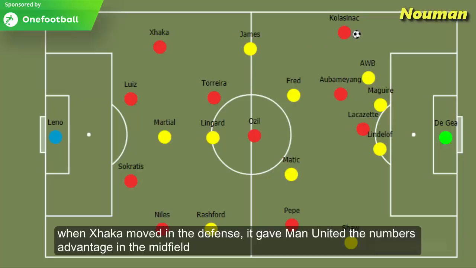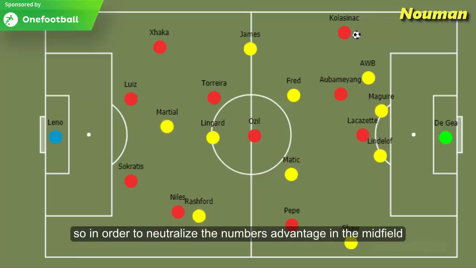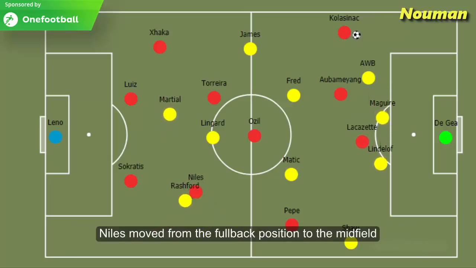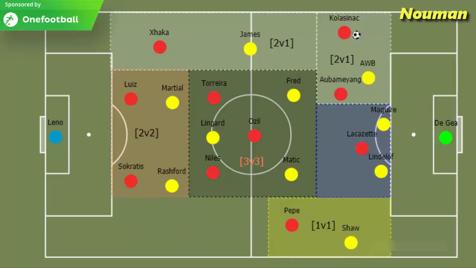And when Xhaka moved into the defense, it gave Manchester United the numbers advantage in the midfield. So in order to neutralize the numbers advantage in the midfield, Niles moved from the fullback position to the midfield. And thus Arsenal had 3v3 in the midfield and two overloads on the left flank, one with Xhaka and Kolasinac and one with Kolasinac and Aubameyang.